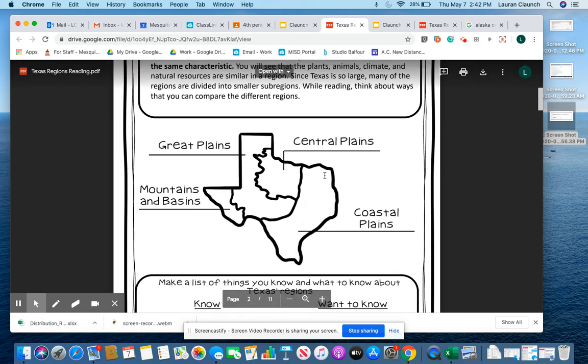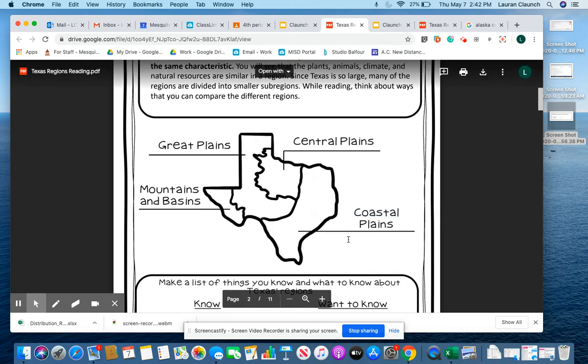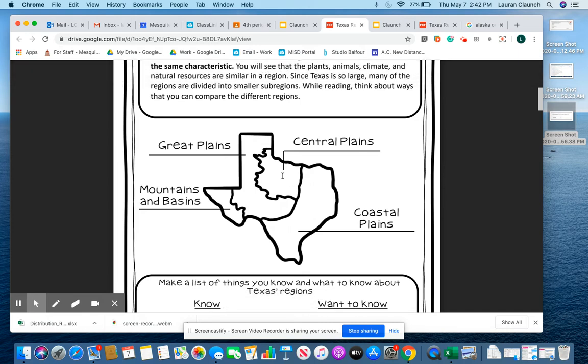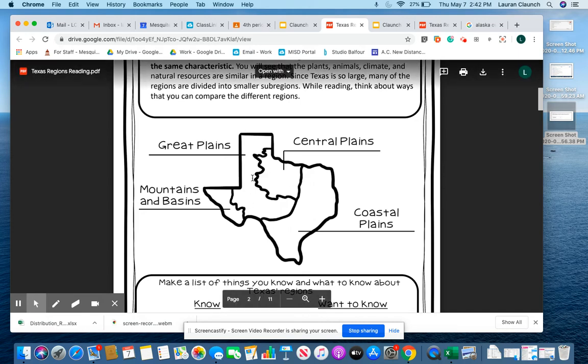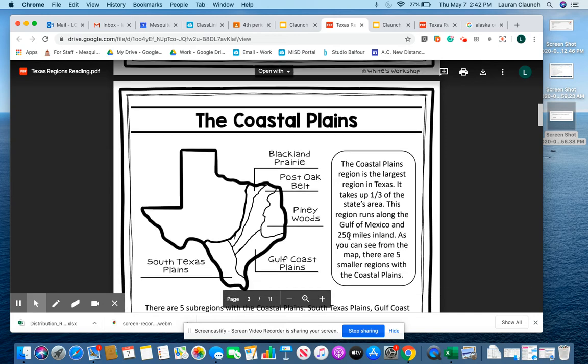A lot of things too, if you notice, this is the coastal plains. How I remember it, coastal plains, it's by the coast. Down here is your Gulf of Mexico. So it includes all of the coast of Texas. Central Plains, it's in the center of the state. The Great Plains is over here, and then the mountain and basin region is over here. So it'll break it down.